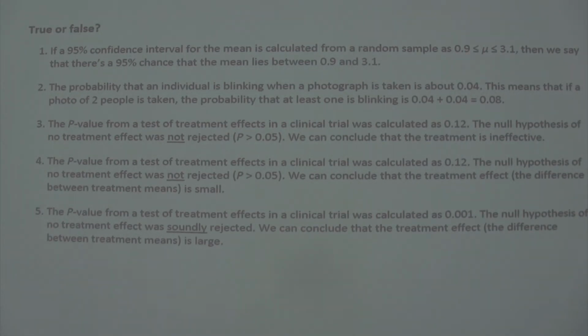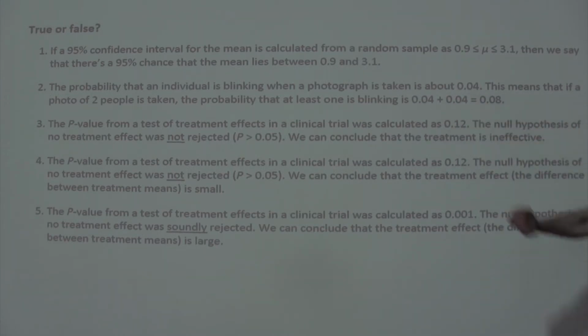If a 95% confidence interval for the mean is calculated from a random sample, and 0.9 to 3.1 is the confidence interval that we calculate from that random sample, then we can say that there's a 95% chance that the mean, mu, lies between 0.9 and 3.1. True or false? How many say true? How many say false? How many are sitting on the fence? You're graduate students, you're out there.